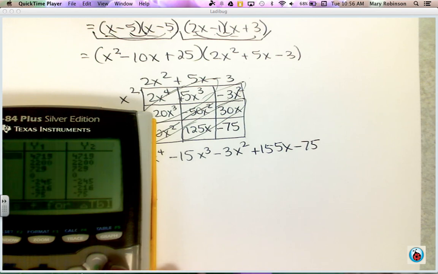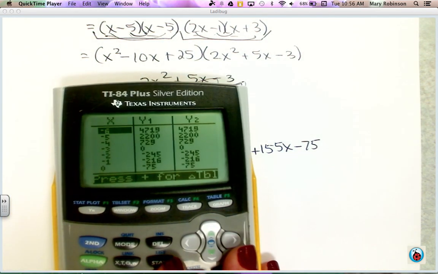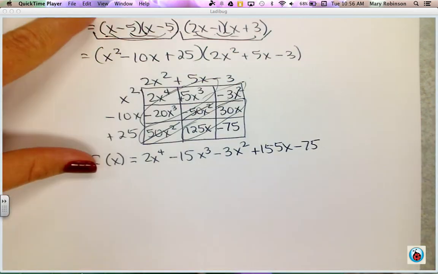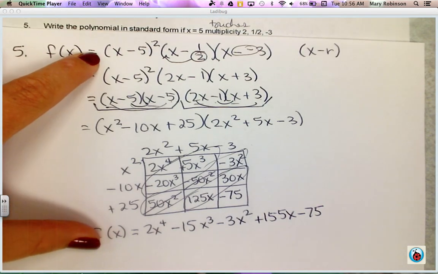I'm going to check my table. And voila, my y1 and y2 values match. So that tells me that my standard form is equivalent to my factored form.